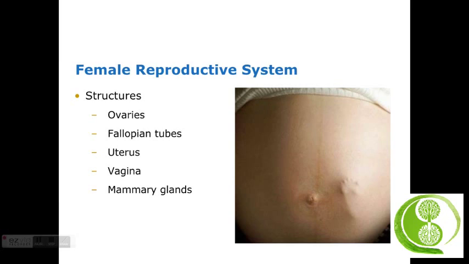Then we have the uterus. This is the organ that serves as the incubator for the growing fetus. It's constructed of 3 layers. The inner layer is a lining of mucous membrane called the endometrium. The thick middle layer is the myometrium. It is made of smooth muscle that expands to accommodate the growing fetus and rhythmically contracts to deliver the baby. And then the outer layer of the uterus is a serous membrane called the perimetrium. Had to think about that word for a second.